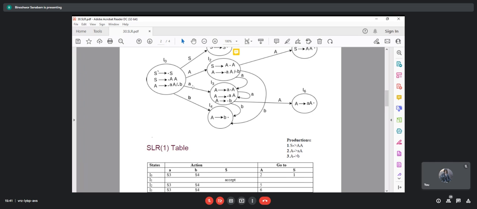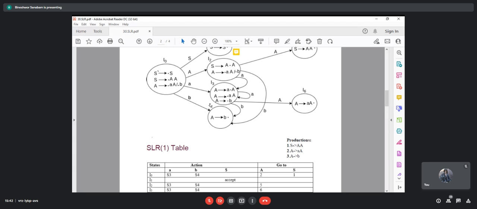If you consider the I0 node and if you consider a, it points to the state I3. So we are going to refer to the 3, and we are going to use the function as shift. If you find this small letter a, then you carry out shift 3 to this state. So we place S3. S refers to shift. We carry out the shift step over here.